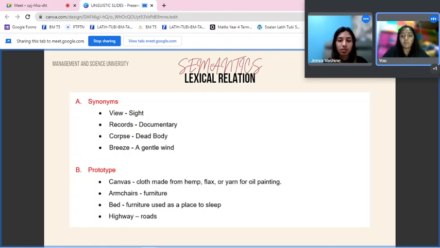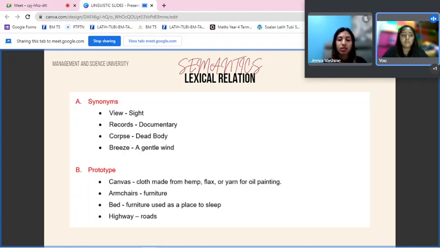So we picked four examples from our article, which are view, records, corpse, and breeze. So view stands for sight, records stands for documentary, corpse stands for dead body, and breeze stands for a gentle wind. Moving on to prototype. Prototypes are words that are good examples, like when a person mentions bird, you would say pigeon and not flamingo. Or when furniture is mentioned, you say chair or table.